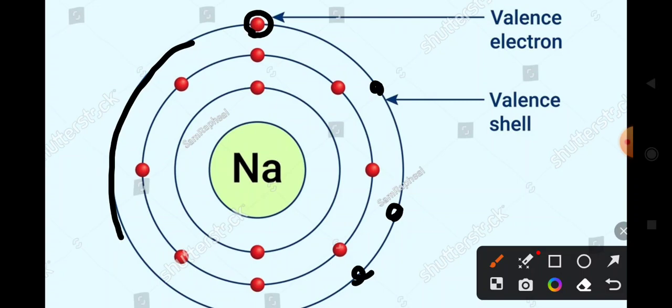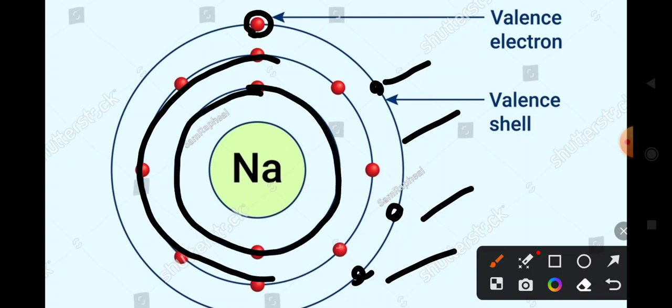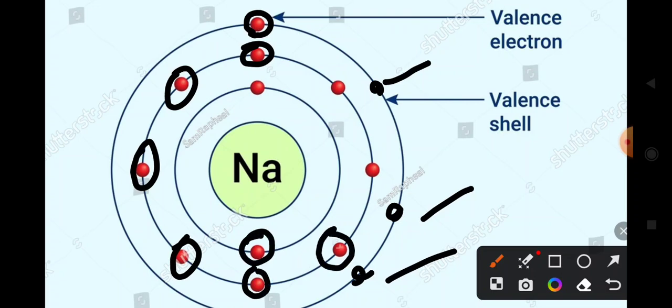Let us discuss what is the difference between valence electrons and core electrons. Do you know that? The electrons which are present in the valence shell are known as valence electrons. Then what about the core electrons? The electrons which are present in the penultimate shell and anti-penultimate shell are known as the core electrons. These are the core electrons because these electrons are not present in the valence shell. So this is the difference between valence electrons and core electrons.